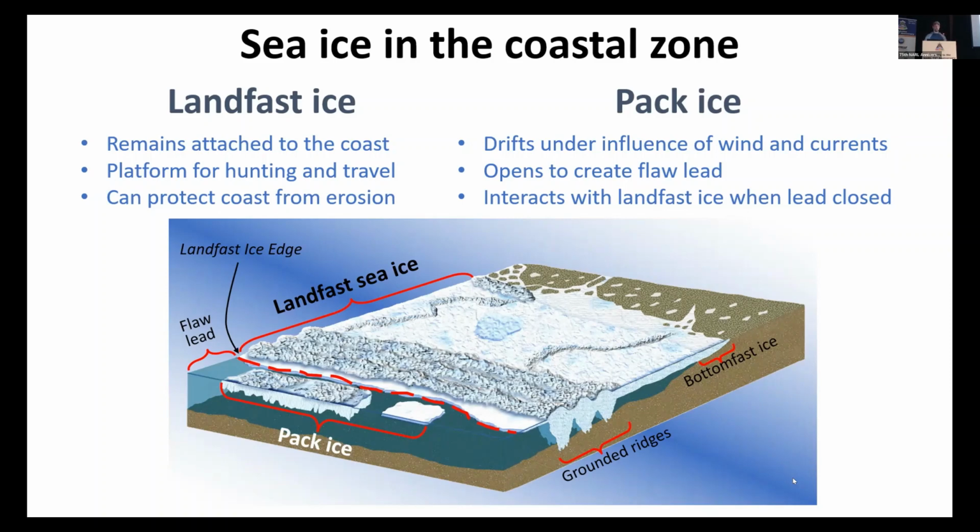This is the mobile sea ice, which drifts under the influence of winds and currents and tides. It opens and creates a floe lead, and that's the open water that is so vital for many of the subsistence hunting activities that take place from the sea ice. And it interacts with the landfast ice when that lead closes, and that can create hazardous situations on the ice when the ice deforms or even gets pushed up on.